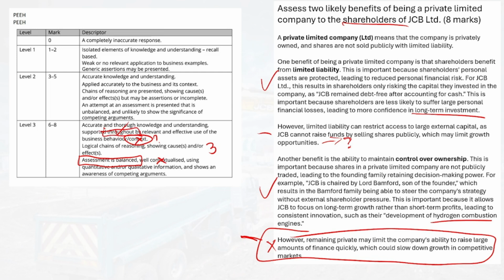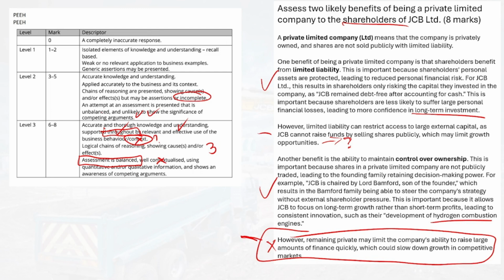Okay, now, is it unbalanced? Well, it might be a bit because these points are not there. Unlikely to show the significance of competing arguments. Well, realistically, these howevers are abstract. I think we're probably here. I would say we're a bit there, and some of these things are a bit incomplete, aren't they?